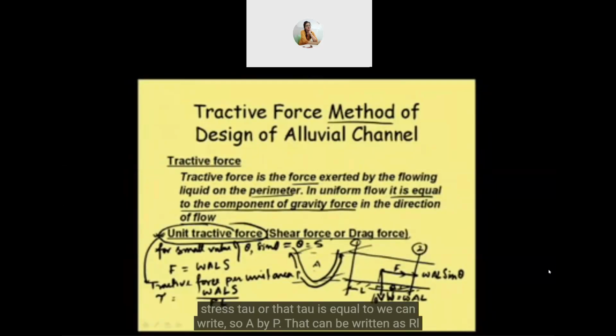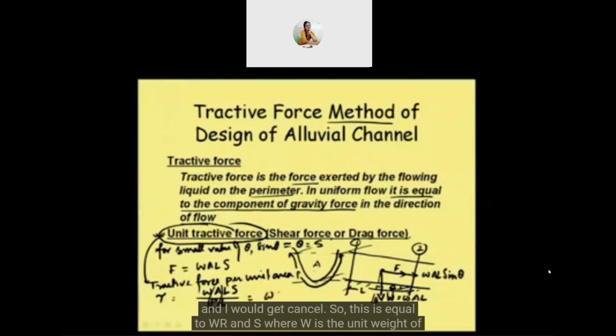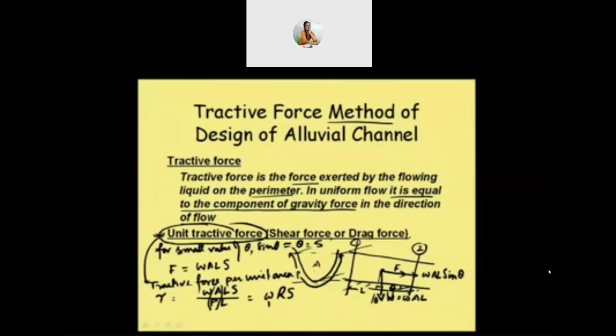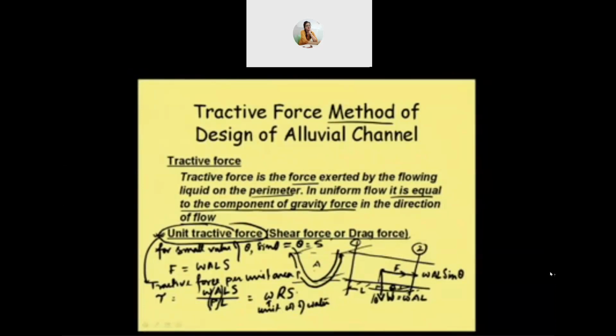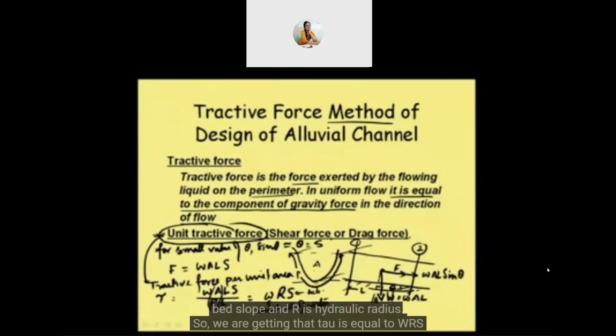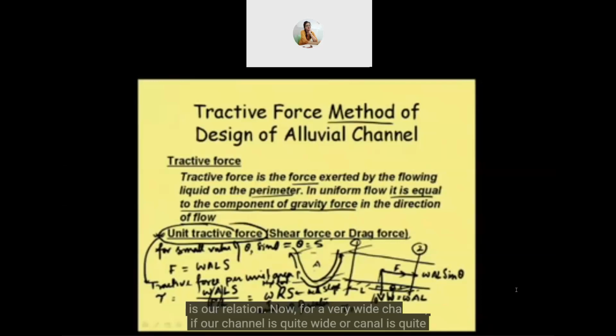Tractive stress tau is equal to, we can write, A by P, that can be written as R, and L and L would get cancelled. So this is equal to W R S, where W is the unit weight of water, R is the hydraulic radius, and S is the bed slope. So we are getting that tau is equal to W R S as our relation.